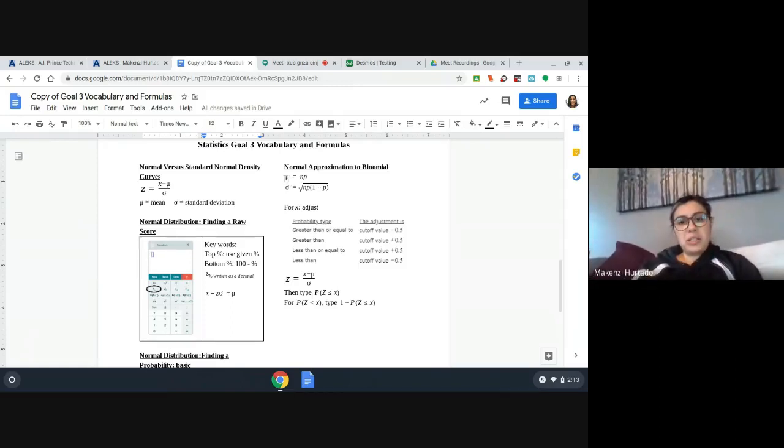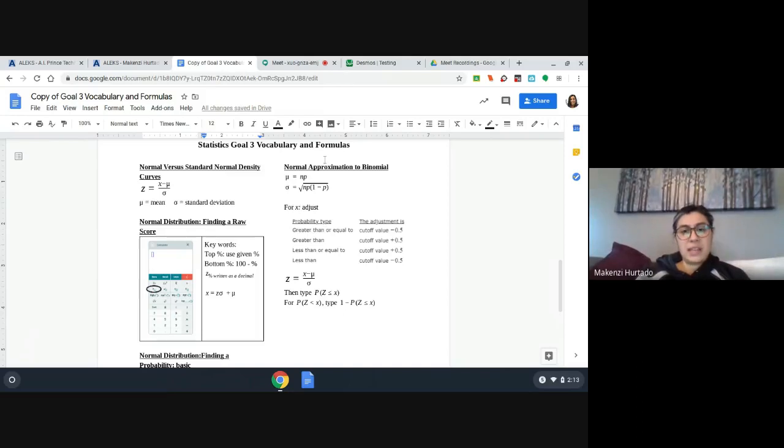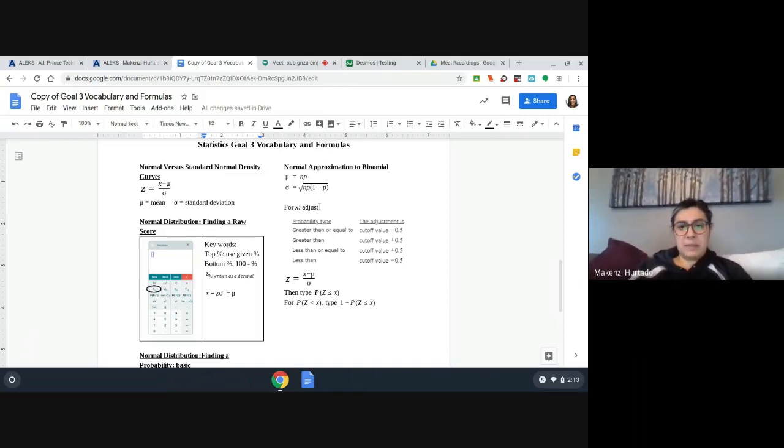So first, you need to remember that the mean is the number of trials times the probability that it's going to happen. The standard deviation is the square root of n times p times 1 minus p. Now you're going to need all that information down at the bottom when we're finding our z. The other thing, for x, is they're going to give us a number that they want, and it's going to say either greater than that number, less than that number, etc. Depending on what they ask for, you are going to adjust that number with a 0.5 by either adding the 0.5 or subtracting the 0.5.